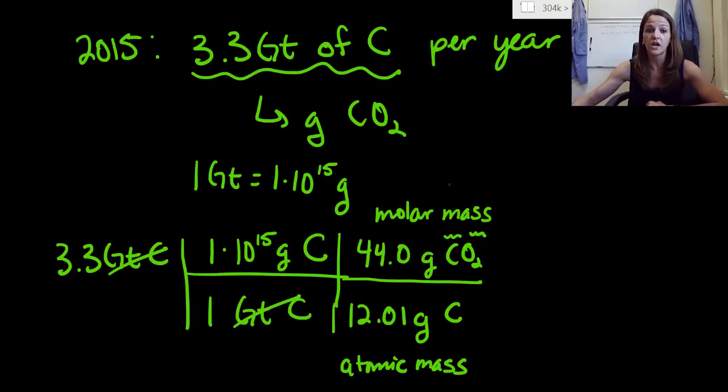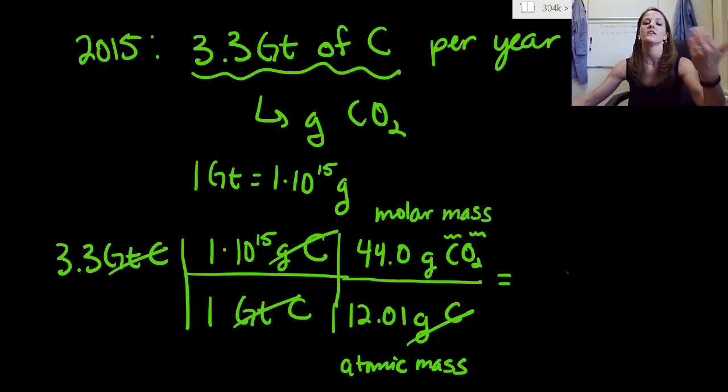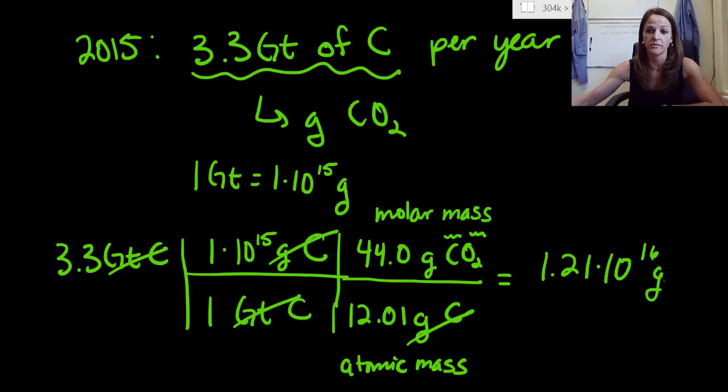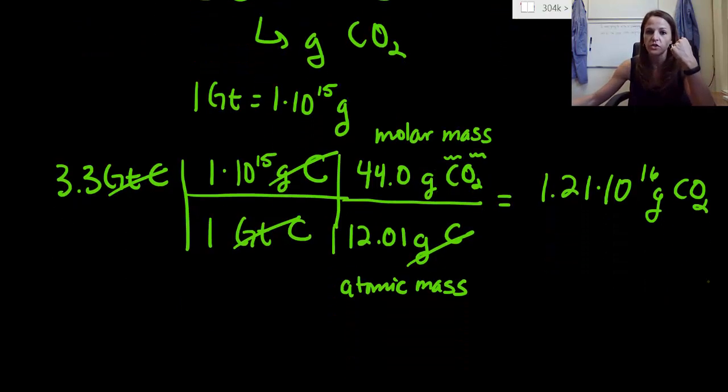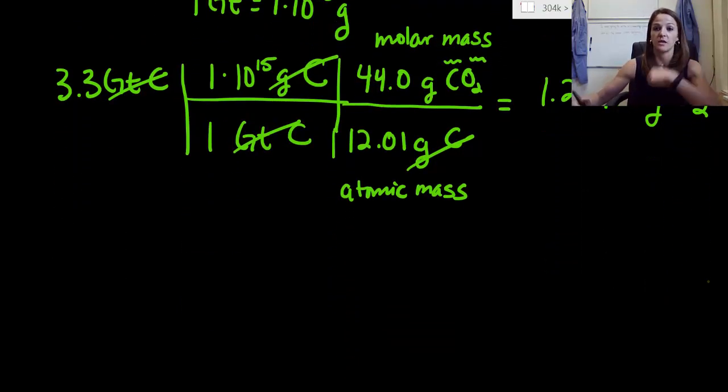So our goal is to get to carbon dioxide. Our grams of carbon cancel out and we're left in grams of carbon dioxide. So all we do is multiply 3.3 times 1 times 10 to the 15th times 44, divide that by 12.01, and we end up with 1.21 times 10 to the 16th grams of carbon dioxide. Now, that is a huge, huge, huge number, but maybe you're not very familiar with grams, so let's try to convert that into a unit that means something more to us.